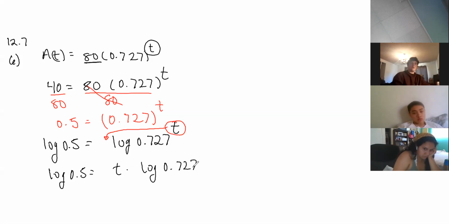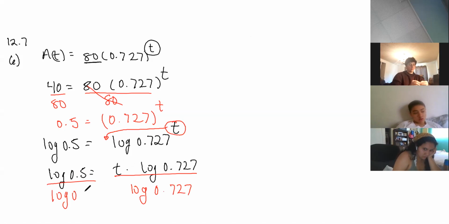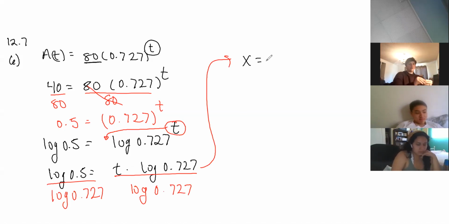All right, now I'm trying to get t by itself. What would I divide both sides by? Log of 0.727. I don't think I did this part with you in the video homework question, so I'm going to type it in now. Log of 0.5, close parentheses, divided by log of 0.727 equals, I got 2.174, if you guys can verify that. What did I say I had? 2.174. Yes.